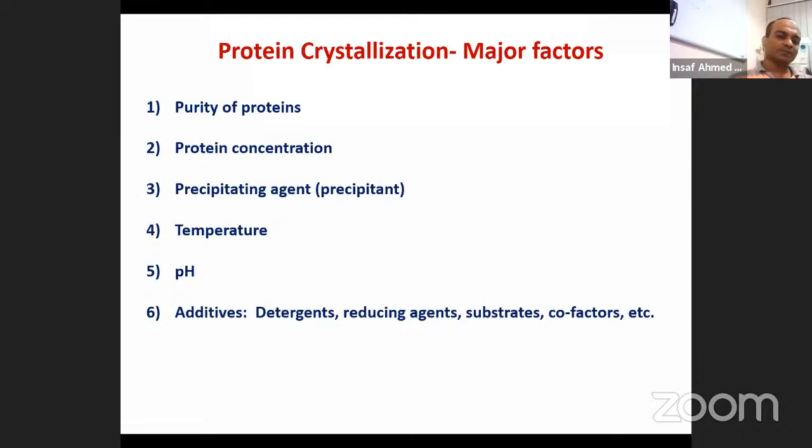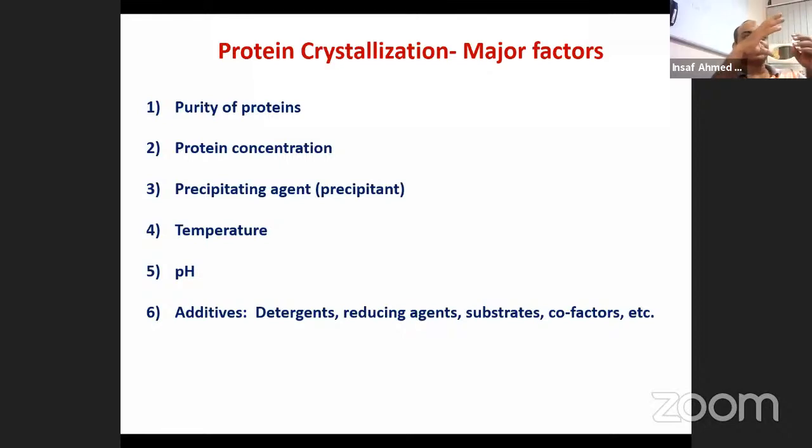Sometimes what happens, like I just mentioned, your protein is present only in dynamic form, and you are performing the crystallization in solution. So it will always be moving this way, this way, this way. Then those molecules will not be able to come together in a proper form. So to stop these dynamics, what we can do is add some substrate or cofactor.